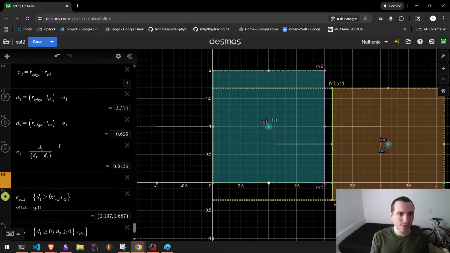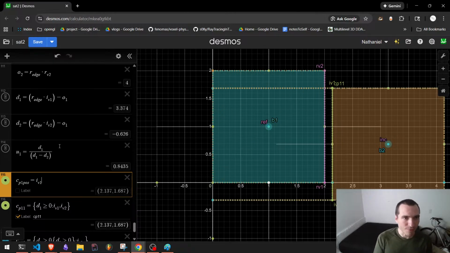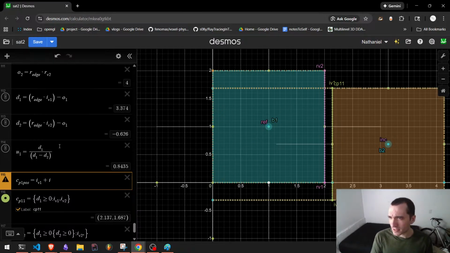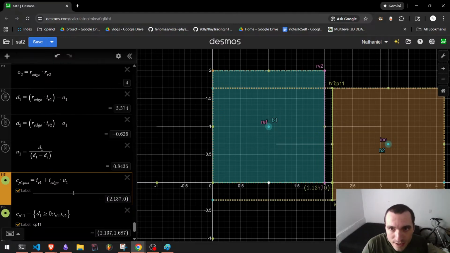And then we'll do, God, it's getting hard to name these. I don't know, clip point 1 pos, like this is the position of the clip point. Yeah, why not? This will be IV1 plus, remember this is another stepping along the line thing, so we're starting at the first vertex, we're adding the slope, then we're multiplying it by U1. And then we label it, we'll call this clipped pos 1.